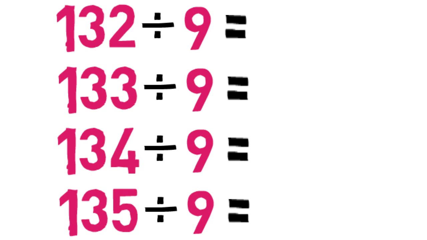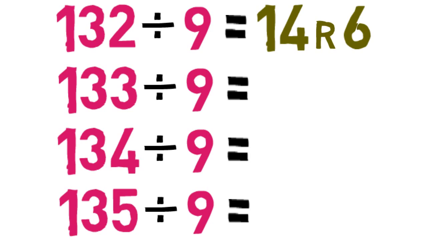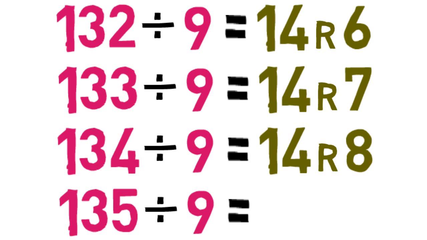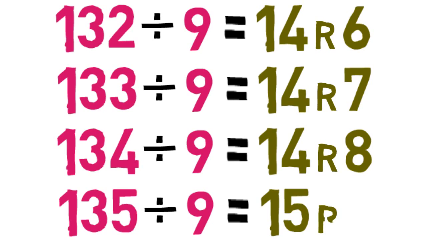For example, suppose you know that 132 divided by 9 equals 14 with a remainder of 6. You can use this information to show that 133 divided by 9 equals 14 remainder 7, and 134 divided by 9 equals 14 remainder 8. However, when you divide 135 by 9, the result is 15 with a remainder of 0, which begins the cycle again.